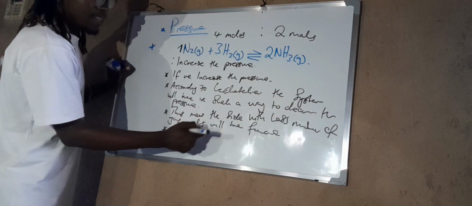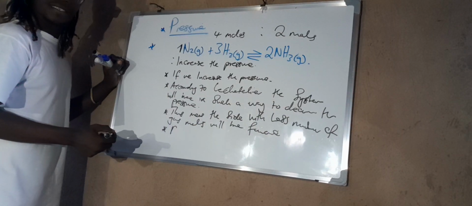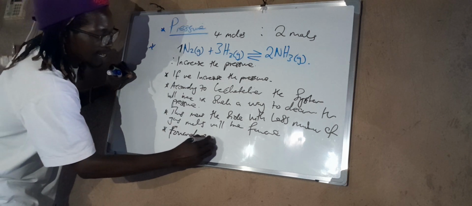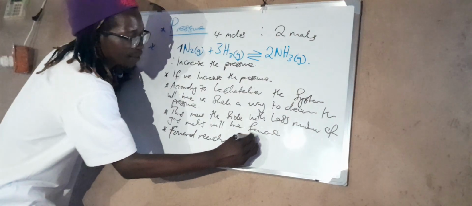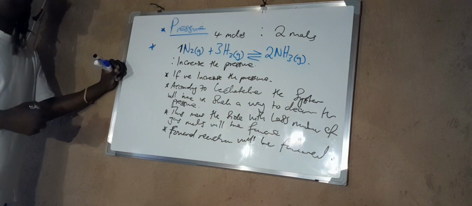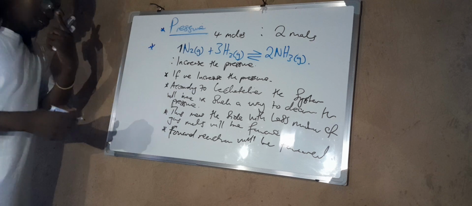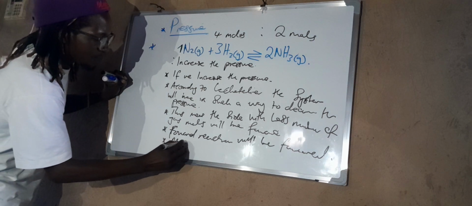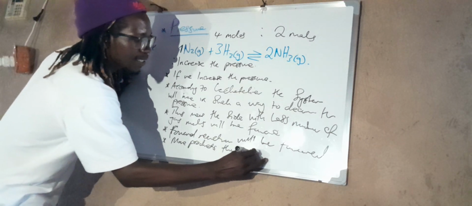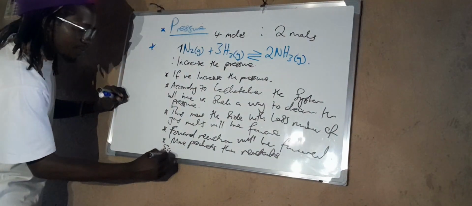This means that the side with less number of moles will be favored, right? And in this case, the forward reaction will be favored. So if the forward direction is favored, where would the equilibrium go? It means that we are creating more product than reactants. And if that happens, what will happen? It means that our equilibrium shifts where?